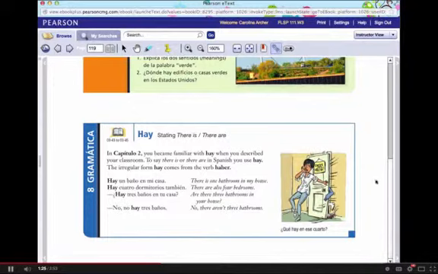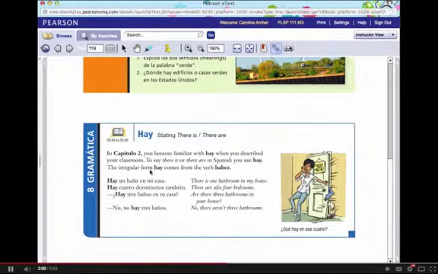And the last thing we're going to do is work with describing what there is or there are in a room or in any place, okay? So we saw a little bit of hay in Capítulo 2, Chapter 2, when you learn to describe the classroom. There is or there are. In Spanish, we use the same expression for either one, for plural or singular. We use the verb haber, which conjugated is hay, okay? There is or there are, okay?